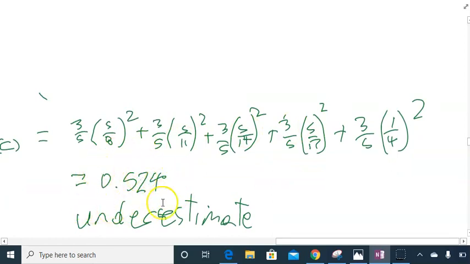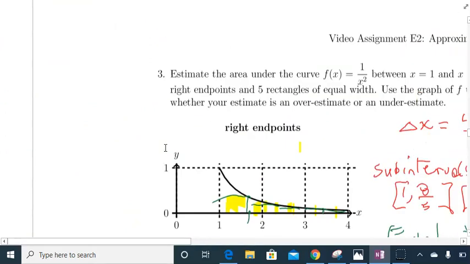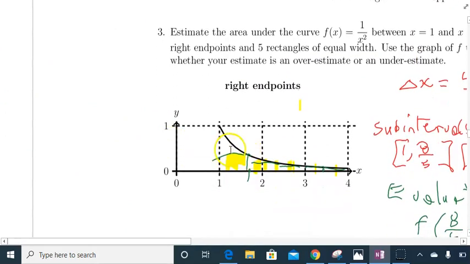We say it's an underestimate of the area under the curve because if you observe, it takes up less space than the area under the curve. If you notice, there will be some extra spaces above the rectangles, or some people might see white spaces above the rectangles if you shade in the rectangles. So therefore it is an underestimate.